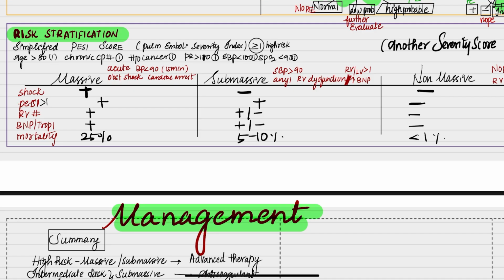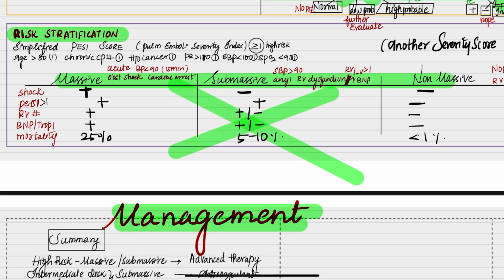In massive, the patient will be in shock with PESI more than 1. RV dysfunction was considered, BNP was considered, cardiac markers, mortality. So the mortality risk was high with the massive, and all these things were negative in non-massive, and the mortality risk was very low. So very simple: massive, submassive, and non-massive. This is no more used nowadays.